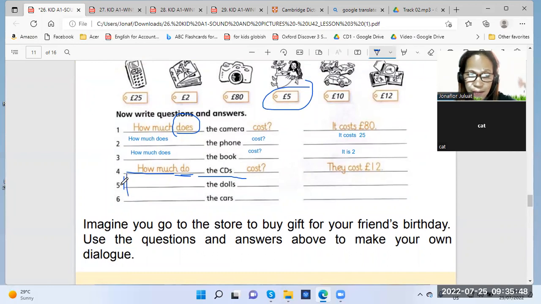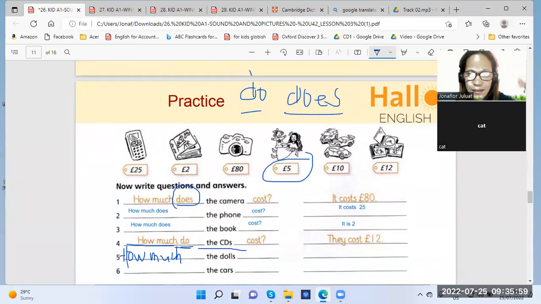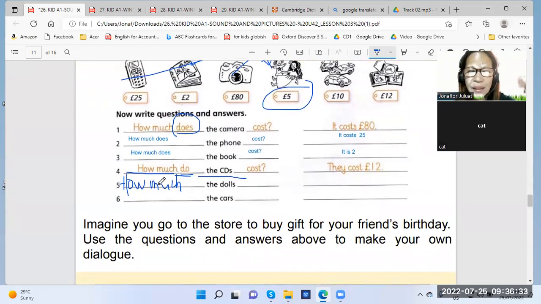Okay, now let's make a question and let's answer the question. How much? Can you make a question? Is it do or does? You will use do, right? Because it's more than one. If it's only one, you will use does, like the camera, the book, and the phone. But if it is two or more, you will use do in asking a question. How much do the dolls cost?